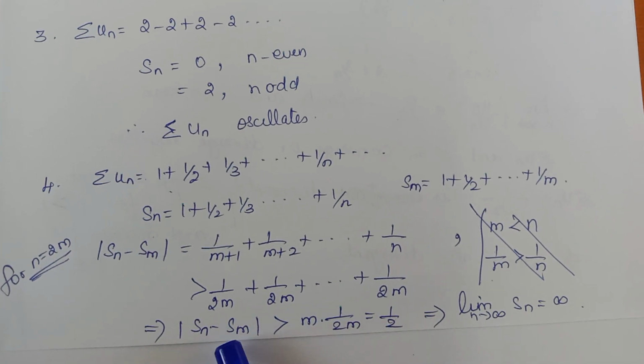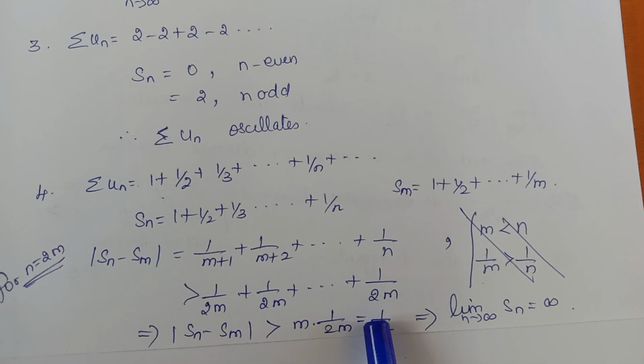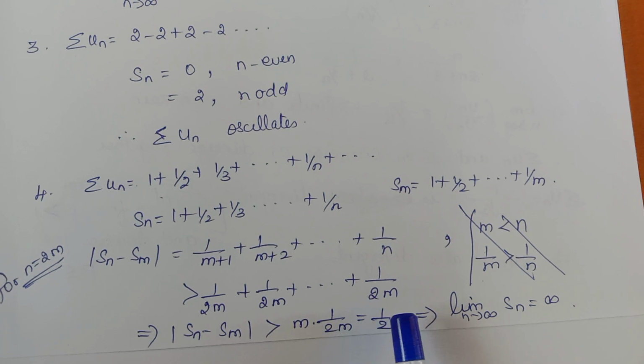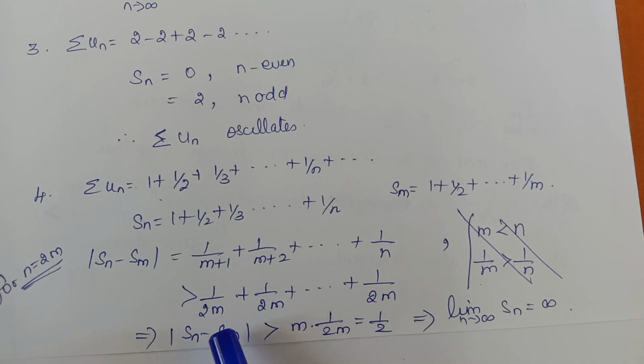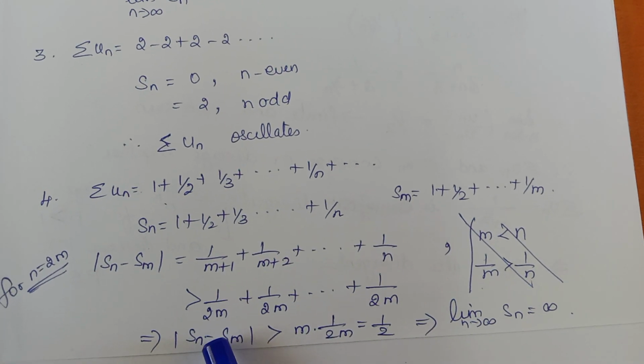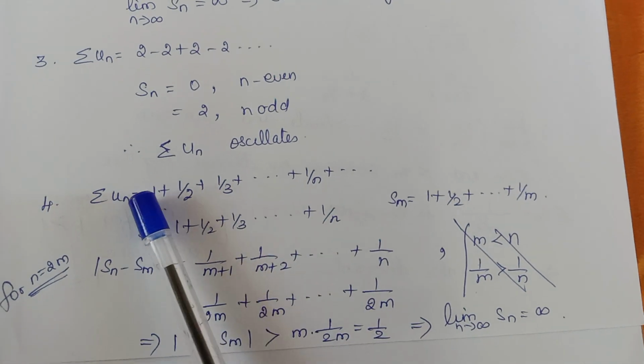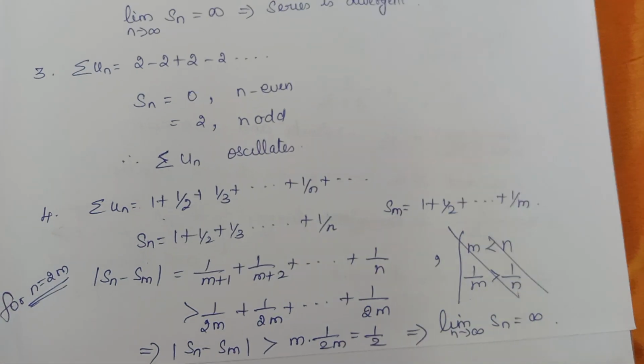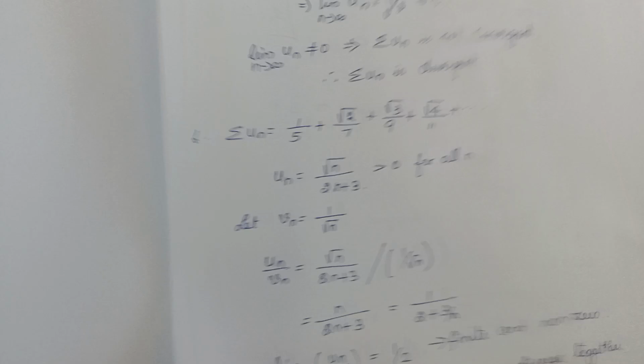That implies what? It is greater than some value, which means it is a divergent sequence. So the partial sums are divergent. Therefore, the given series is also a divergent series. Okay, then next one.